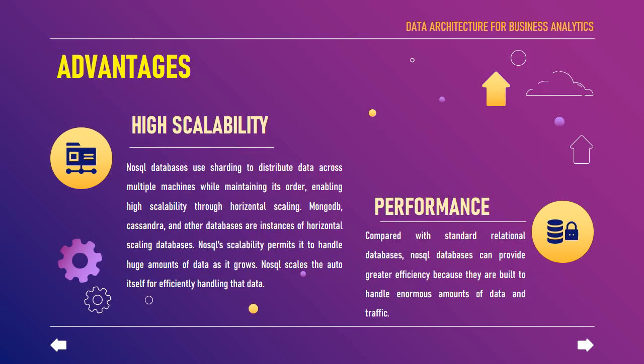Now we are going to move on to the advantages of non-relational databases. The first advantage is high scalability. NoSQL databases use sharding to distribute data across multiple machines while maintaining its order, enabling high scalability through horizontal scaling. Cassandra, MongoDB, and other databases are instances of horizontally scaling databases. NoSQL's scalability permits it to handle huge amounts of data as it grows, and NoSQL scales automatically for efficiently handling that data.